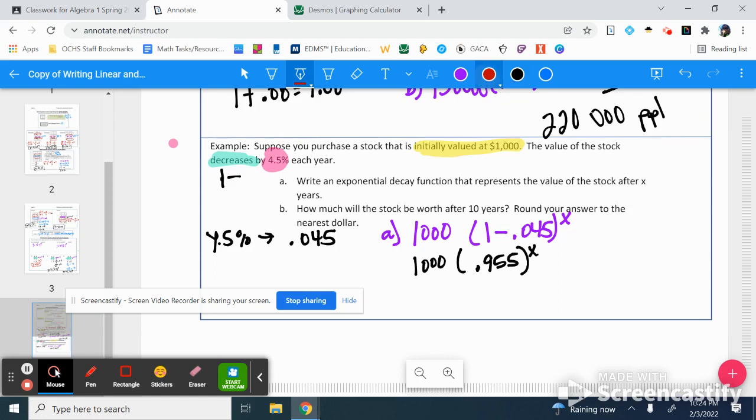Part B is asking how much the stock will be worth after 10 years. What I'm going to do is replace x with 10. And you can plug this into either one of the two equations. It doesn't matter. So 1 minus 0.045 to the 10th power. Or you could take it and plug in 1,000 times 0.955 to the 10th power.